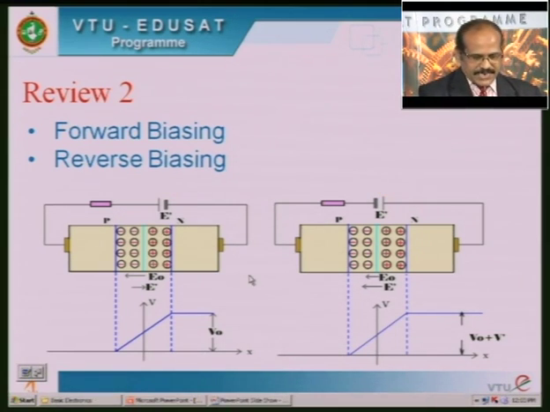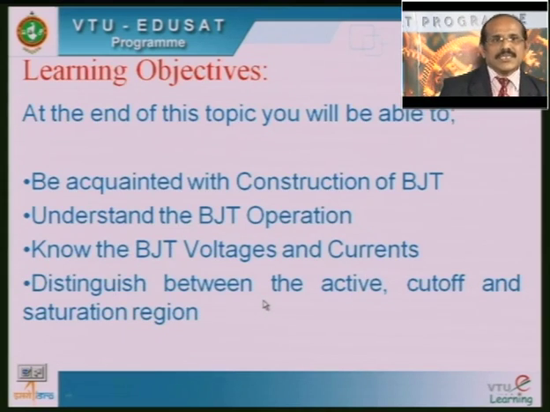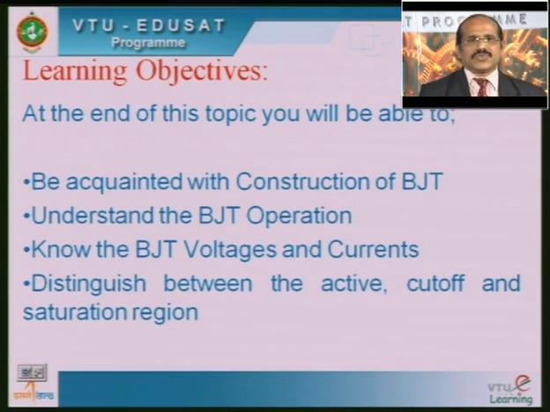Then we shall see, mainly in this session, at the end of this session, you will be acquainted with the construction of the BJT, that is bipolar junction transistor, and also understand the BJT operation, know the BJT voltages and currents, and also be able to distinguish between the active, cutoff and saturation regions.